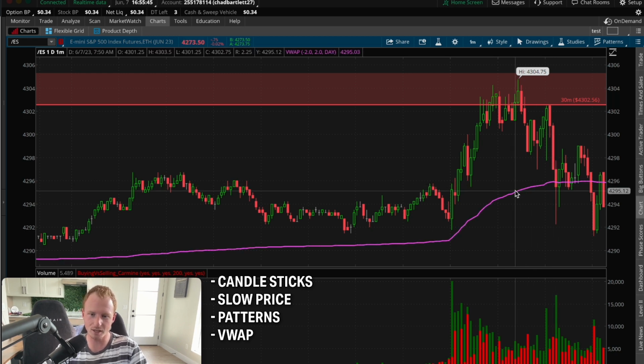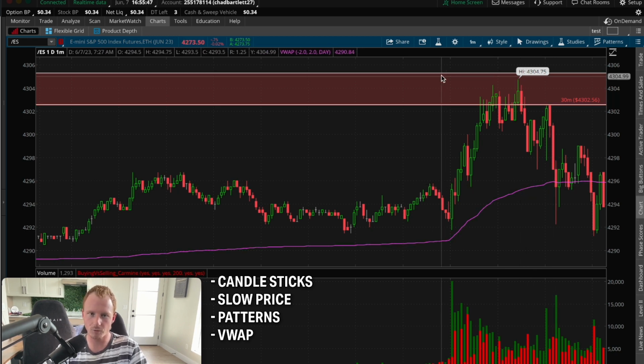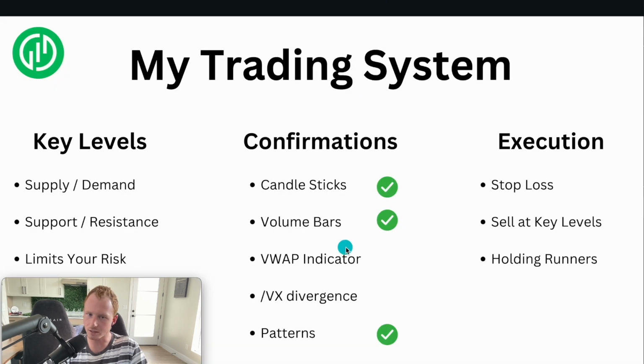So as we can see, we basically had 4 confirmations to take this trade. We had price slowing down. We had the candlestick wicks. We had the volume bars, high volume, but no follow through. We had the VWAP indicator, price trading pretty far away from it. And we had that double top pattern. So these were all confirmations that price was showing weakness.